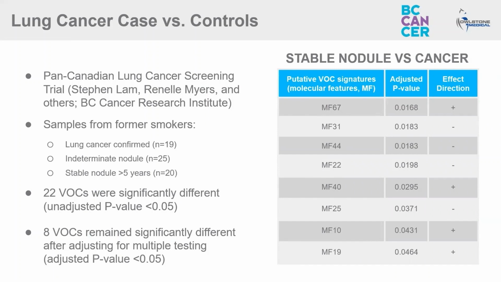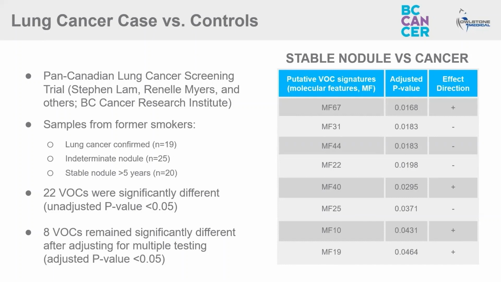The first group consisted of screen-detected cancers that were biopsy confirmed. The second group had indeterminate nodules. These are nodules that carry a moderate risk for malignancy based on the characteristics of the nodule and the individual's demographics. The third group consisted of participants with nodules that were stable for more than 5 years, at which point all nodule types are deemed benign and are no longer followed.